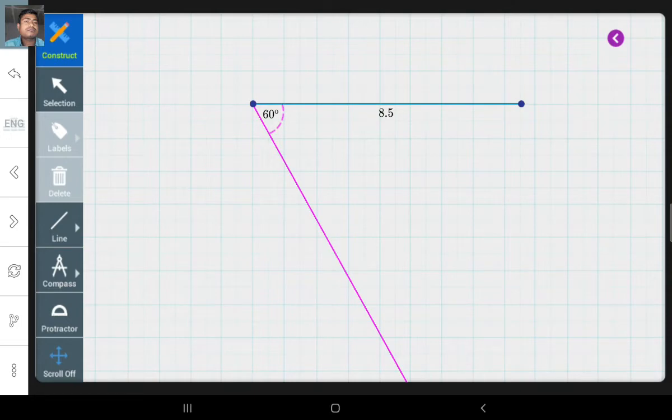Using the compass tool, draw arcs to mark 3 plus 2, that is, 5 equidistant points on the ray.